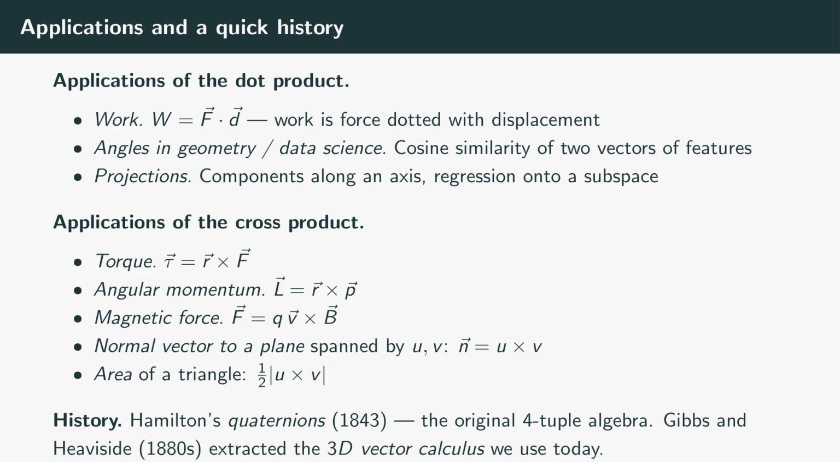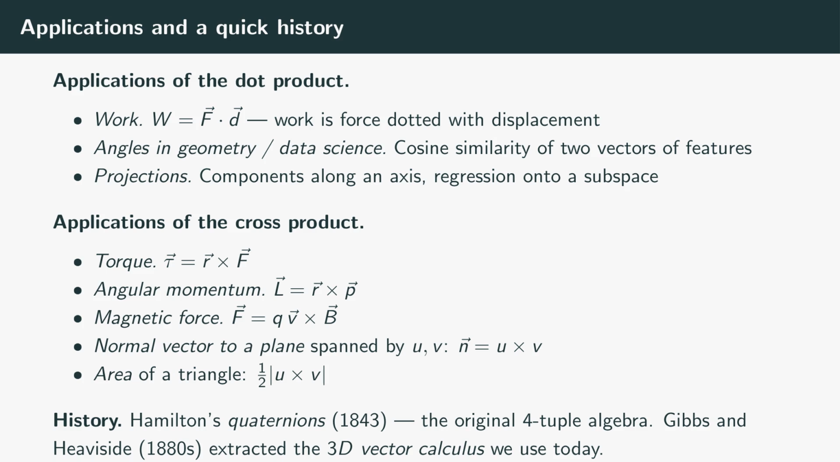Now the cross product. Torque is vector tau equals vector r cross vector F, the rotational effect of a force at a lever arm. Angular momentum is vector L equals vector r cross vector p. The Lorentz magnetic force on a moving charge is vector F equals q times vector v cross vector B. The cross product is everywhere. Geometrically, the cross product of two vectors in a plane gives a vector normal to that plane, which we'll use next episode to write equations of planes.